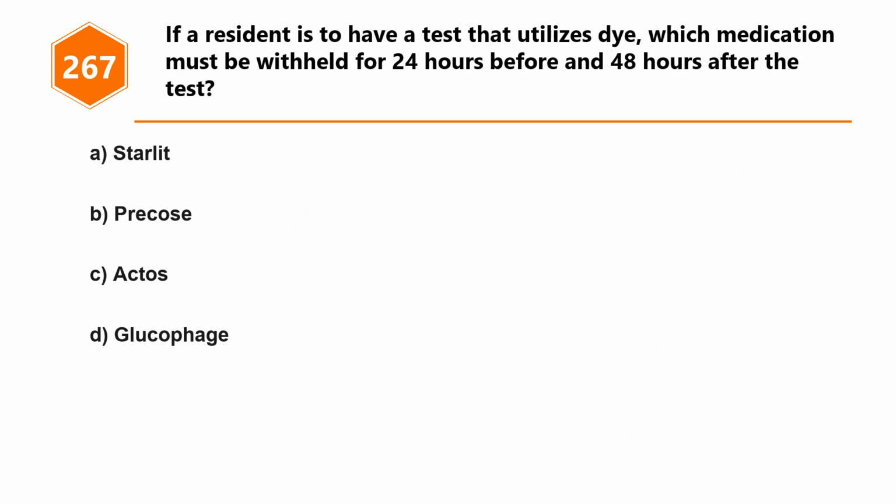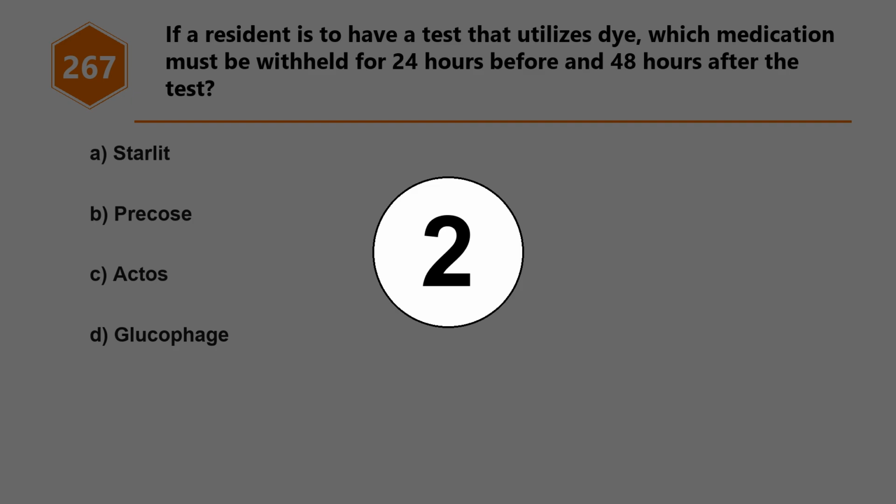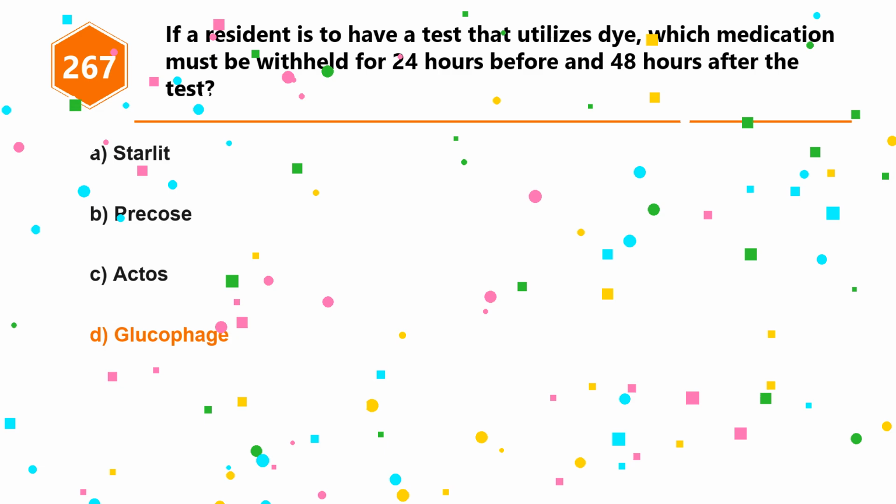Question 267. If a resident is to have a test that utilizes dye, which medication must be withheld for 24 hours before and 48 hours after the test? Option A, Starlix. Option B, Prilosec. Option C, Lactose. Option D, Glucophage. The correct answer is option D, Glucophage.